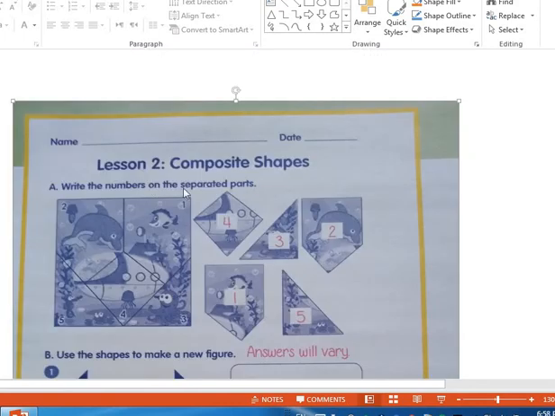I want to show you this example. It's very interesting. This is a composite shape. I have a picture here and I divided this picture, or cut it, into pieces. I have here 1, 2, 3, 4 and 5. Write the numbers on the separated parts. So if I collect all pieces together, again it will give me this composite shape, which is the picture of the sea.